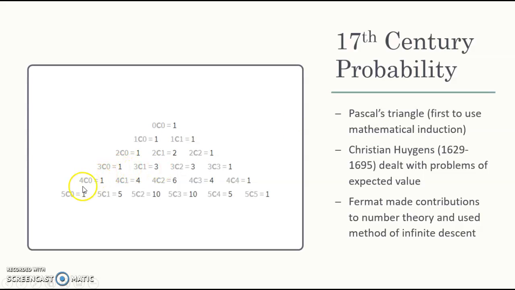A trend that we notice is that the sum of the two above equals the one below. So we have 1 and 3 making 4, 1 and 4 making 5, 4 and 6 making 10. That's just something to note. Okay, we also have Huygens, who dealt with problems of expected value. And we also have Fermat, who made contributions to number theory and used the method of infinite descent.